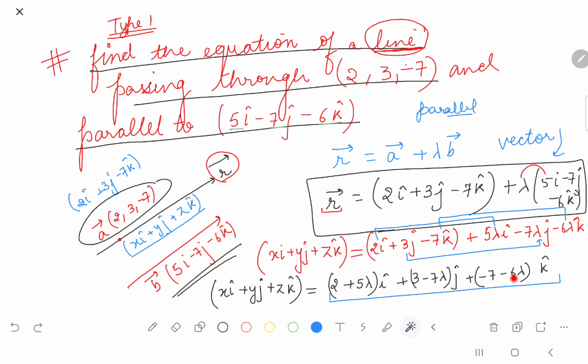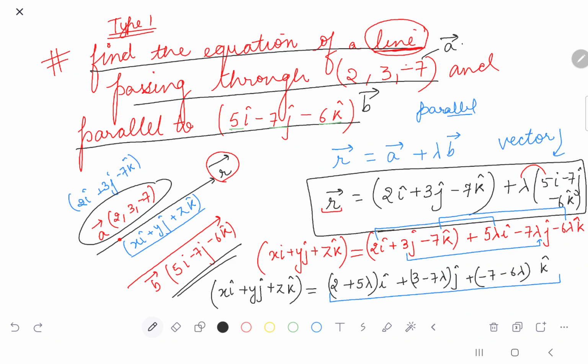Yes, ma'am. So what was given to me? Find the equation of a line passing through (2, 3, -7) and parallel to (5, -7, -6). So this is parallel to, so the B vector was given to me and a point A was given to me. Yes or no? Very simple.